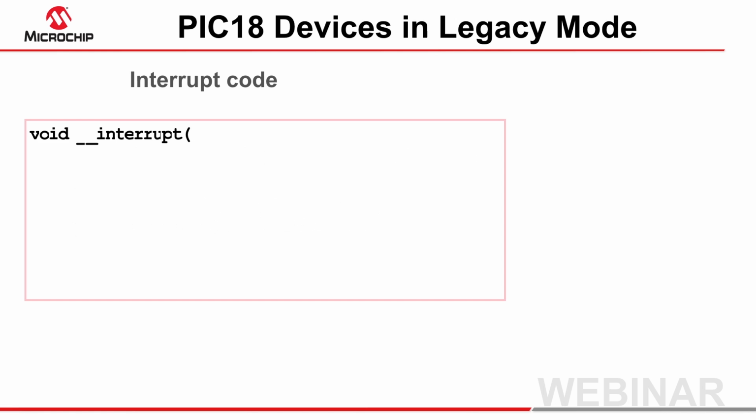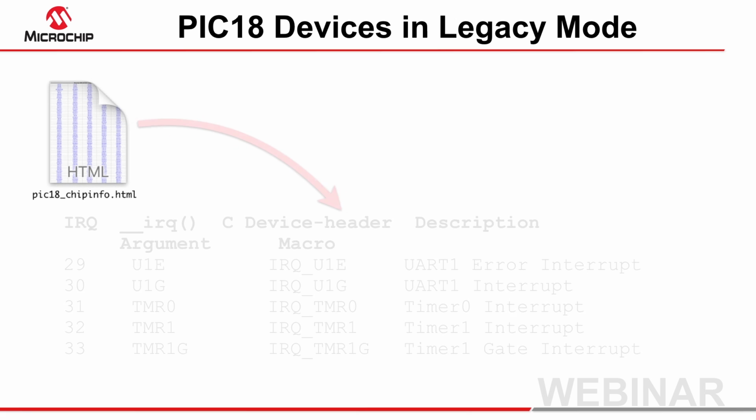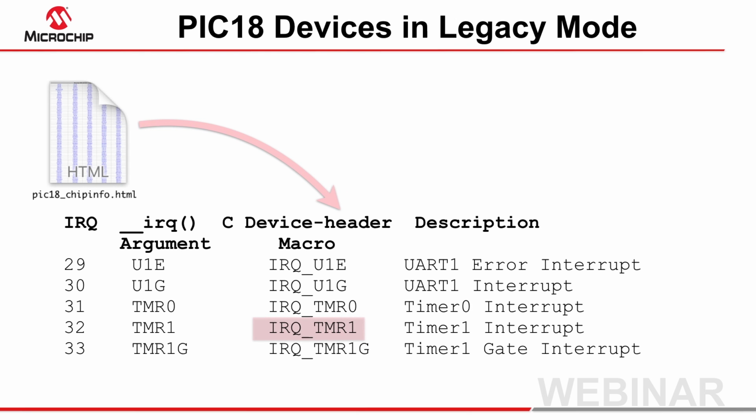Alternatively, you can specify a single char parameter and use this to determine the interrupt source by comparing it with predefined interrupt source macros. Look for the chipinfo HTML file located in your compiler's docs directory for the macro names associated with each interrupt source.